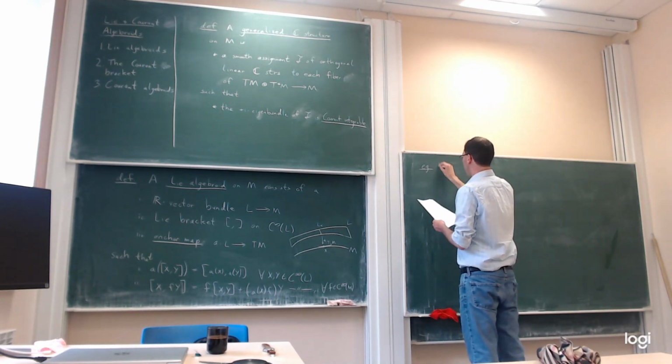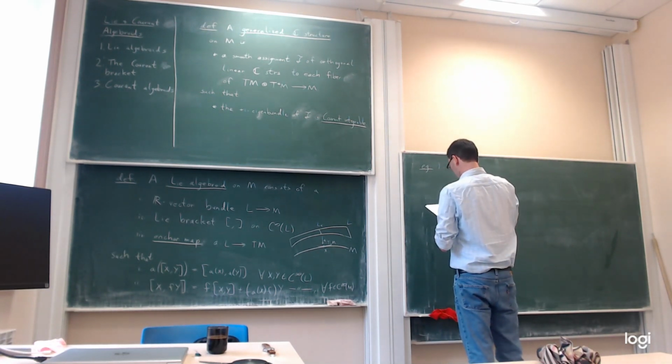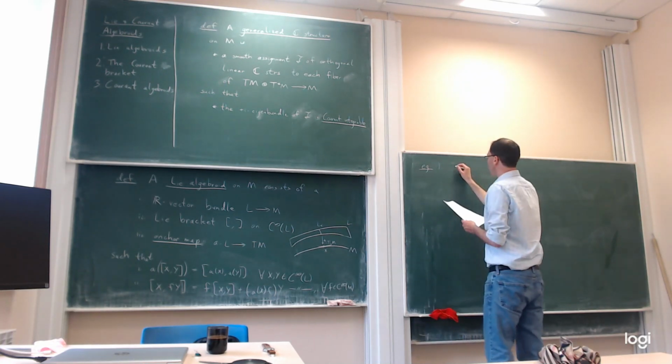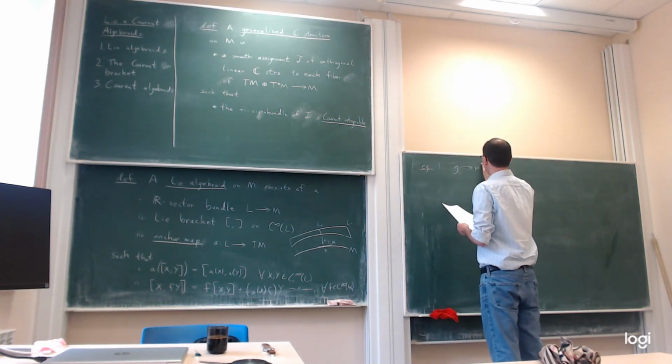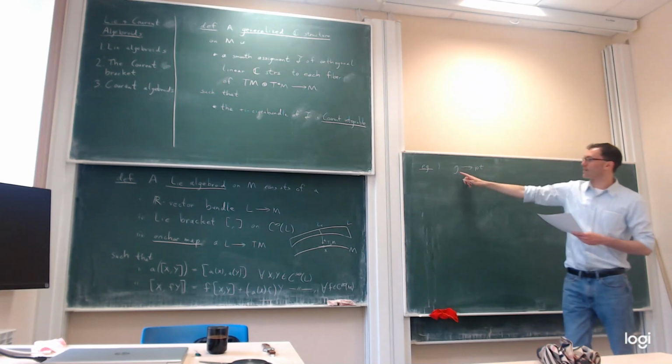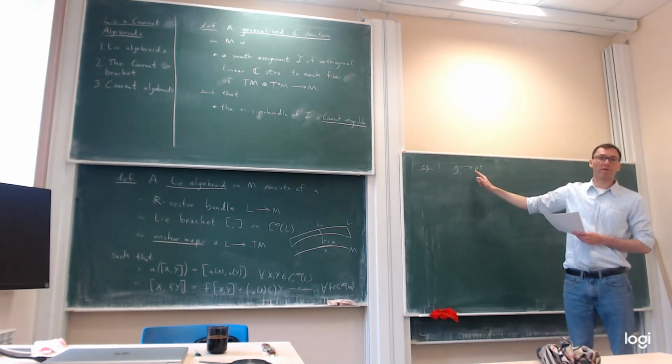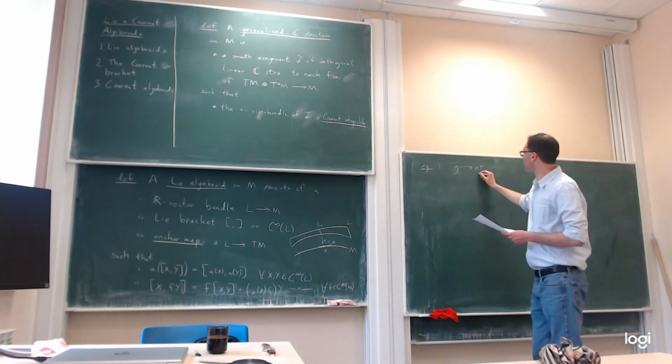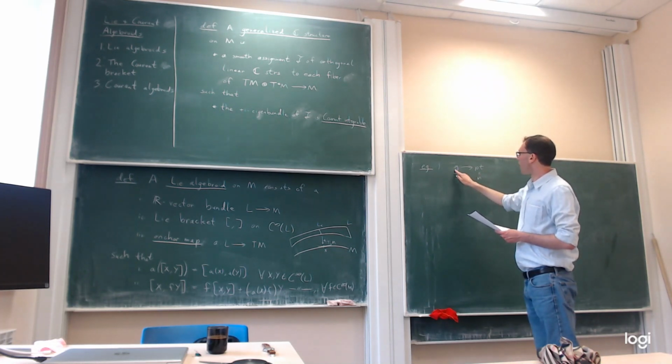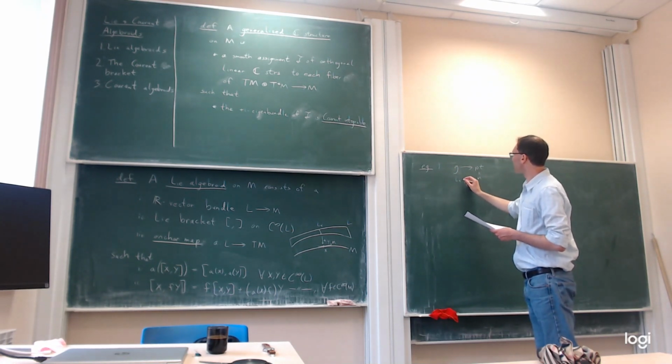So first, we can take our Lie algebroid to be a Lie algebra mapping to a point. So in this case, the point is our manifold M, and the Lie algebra is the unique fiber of L.